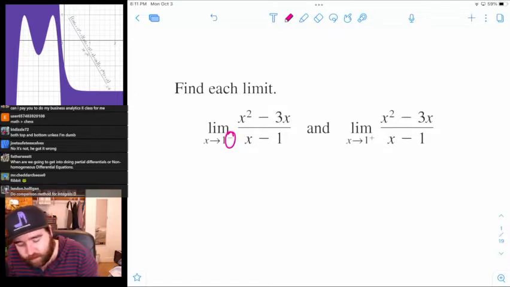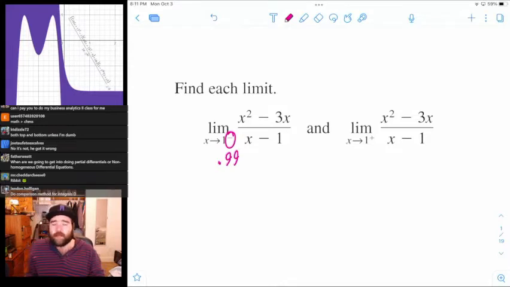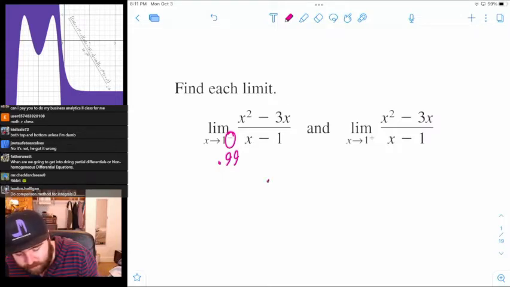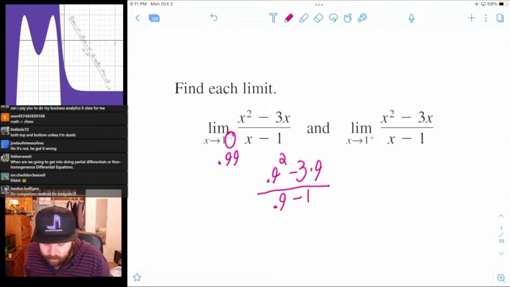So let's think about doing that. What if we plug in something like 0.99? So basically 1, just a little bit less than 1. And let's plug it in and see what happens. So we got basically 1 squared minus 3 times basically 1 over basically 1 but a little less, minus 1.